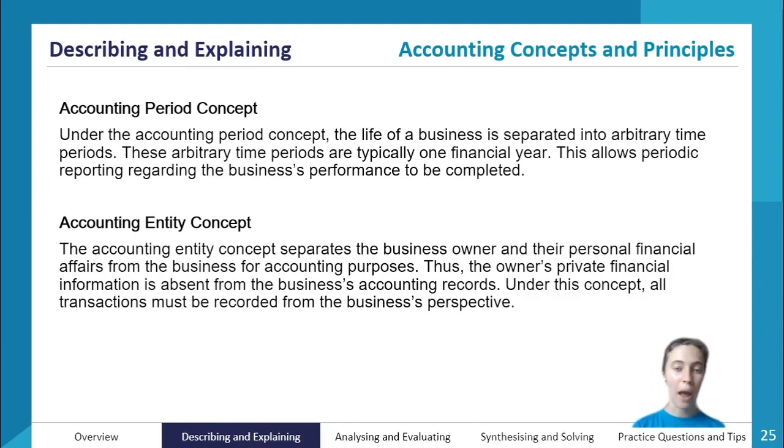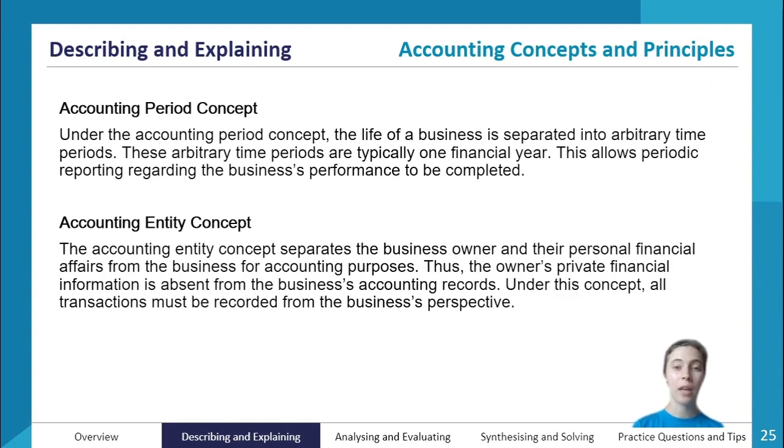We just looked at those comparative financial statements. You had 2019 versus 2020. So separating out what is happening in the business, the results of the business, into those different years to allow for that periodic reporting that is done with those financial statements at the end of each financial year on the 30th of June. The accounting entity concept, this separates the business owner and their personal financial affairs from the business.